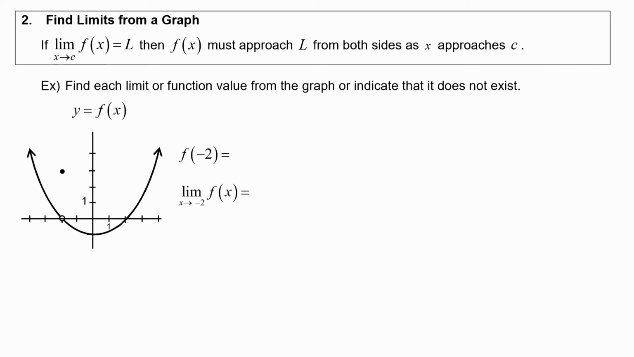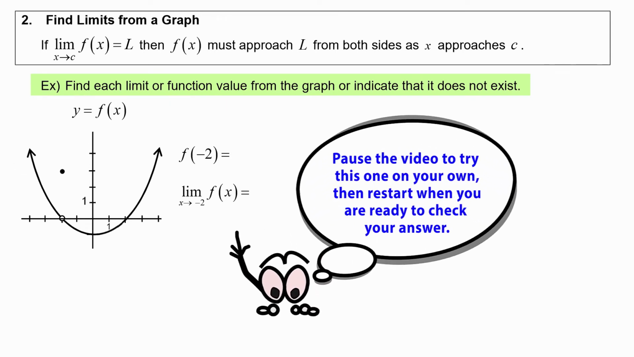In part 2, you will learn how to find limits from a graph. If the limit as x approaches c of f of x is equal to L, then f of x must approach L from both sides as x approaches c. In this example, you need to find each limit or function value from the graph or indicate that it does not exist. I'd like you to pause the video right now and use this y equals f of x to answer these two questions. Then restart when you're ready to check.